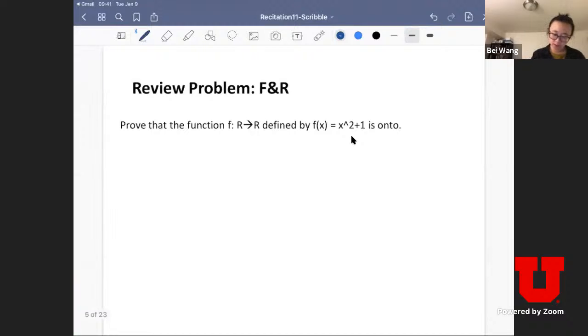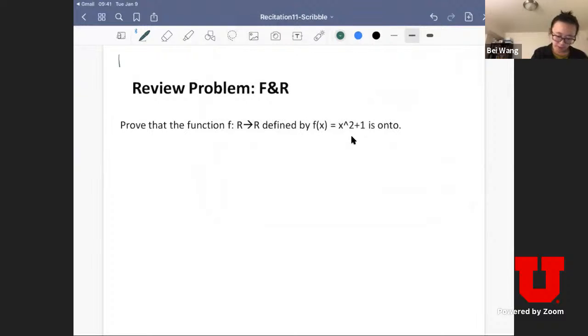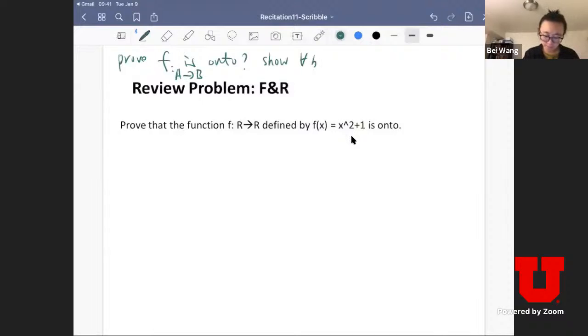So again, if I want to prove f is onto, how do we show it? We want to say, let's say f is from A to B, then for all b that is in the codomain, there exists a that is in the domain such that f(a) is equal to b. That's how you prove a function is onto. Okay.